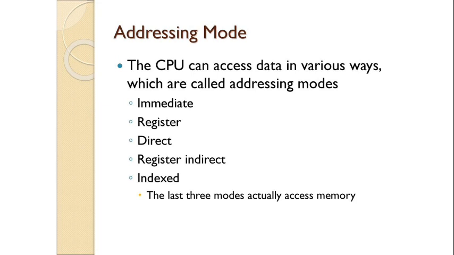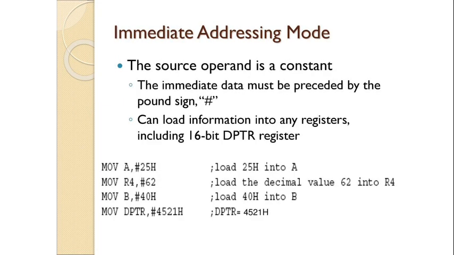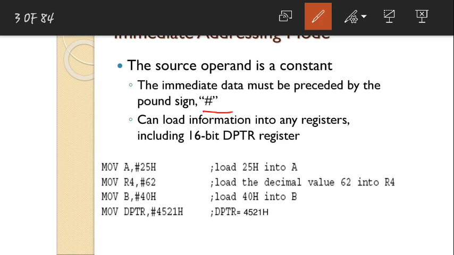In these addressing modes you have immediate addressing mode, register addressing mode, then direct addressing mode, register indirect addressing mode and indexed addressing mode. So this is the immediate addressing mode. In immediate addressing mode, the source operand is a constant. The immediate data must be preceded by the pound sign. This is the pound sign. We can load information into any register including the 16-bit DPTR register.